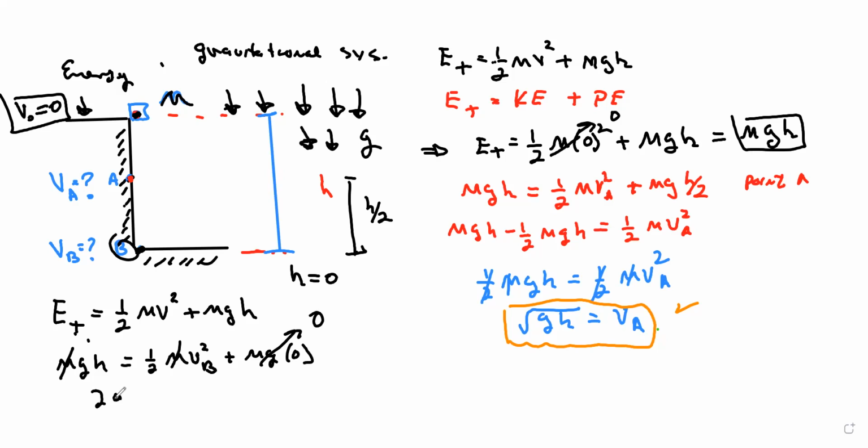So 2gh, and then you have to get the square root of this, and that's going to give you the velocity at B. So now you can calculate the velocity at A and the velocity at B.